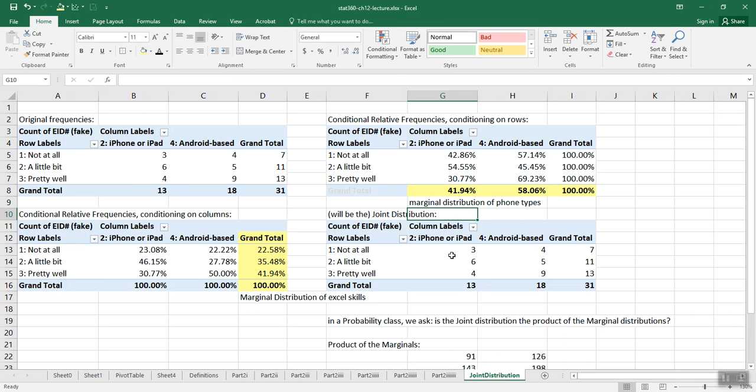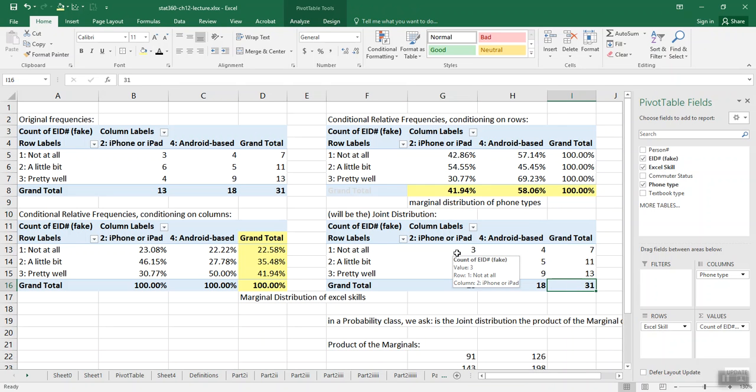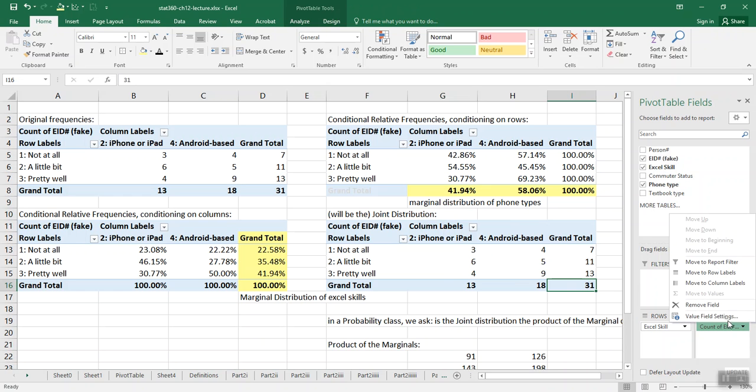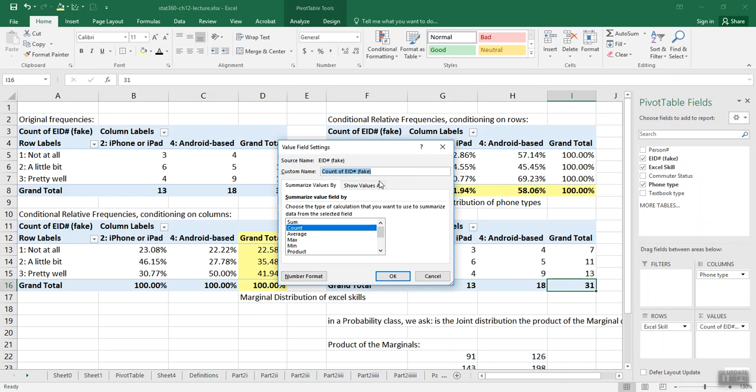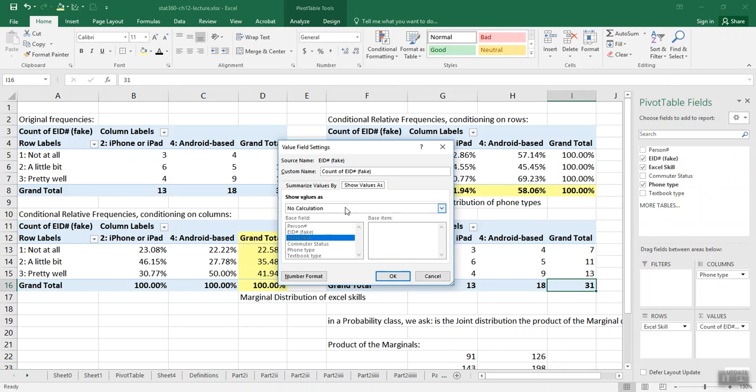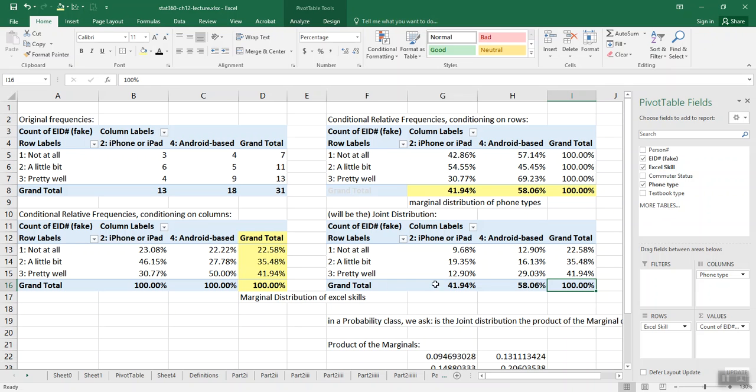One thing we hadn't tried was dividing by the grand total, so let's try that. We're going to go to the value field settings, show values as, and instead of no calculation, we had done percent of row total or column total. Now we're doing percent of grand total, and we'll say OK there.